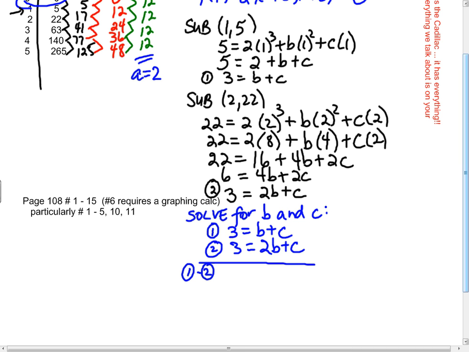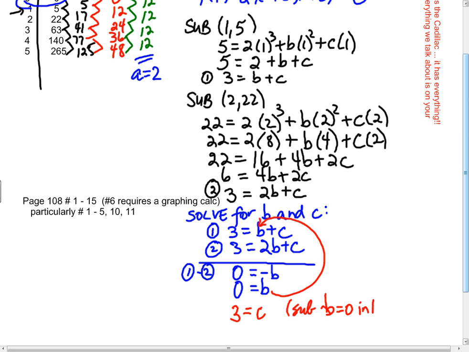So on the left side, if I do 3 take away 3, I will get 0. On the right side, if I do b subtract 2b, I get negative b. And c subtract c is gone. It's 0. Divide both sides by a negative, and my b is 0. Yay! So if my b is 0, and I put that 0 back right here, that means that c equals 3. And I got that from substituting b equals 0 into equation 1. That's where I got that. So I have my b and my c value.